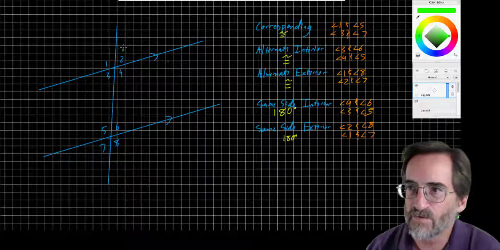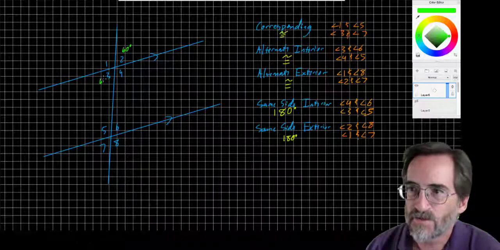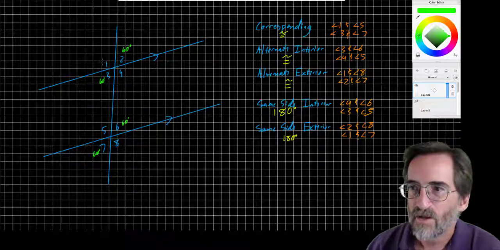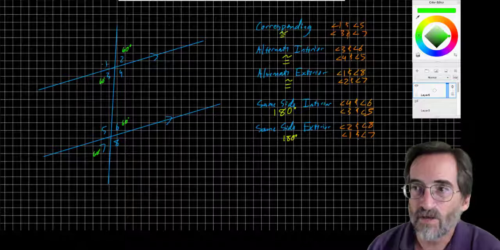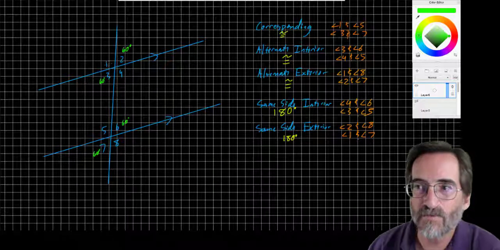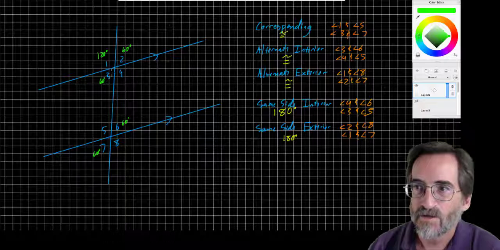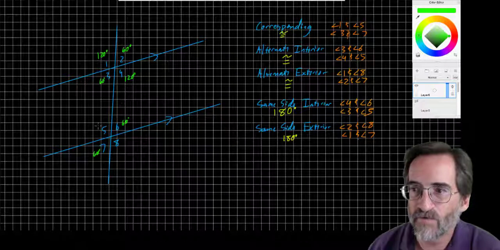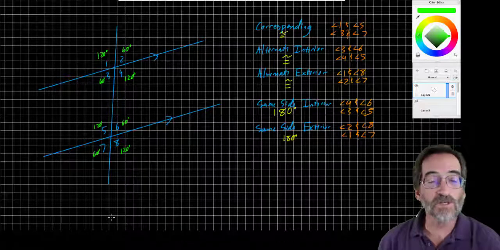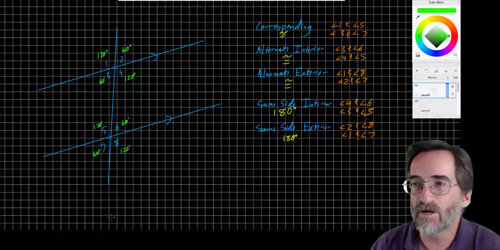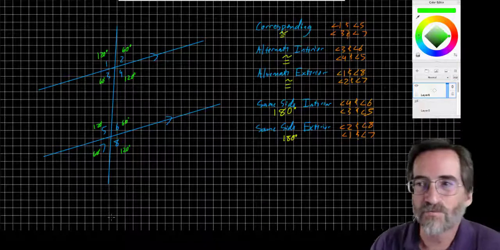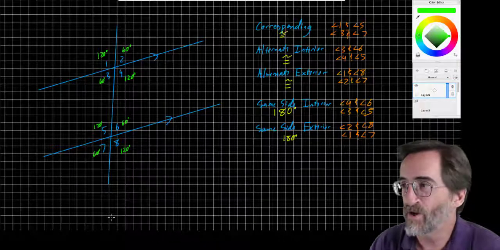So if angle 2 is 60 degrees, then 3 is 60 degrees, then 6 is 60 degrees, and 7 is 60 degrees. Moreover, we also know angle 1 because angles 2 and 1 form a linear pair. Linear pairs are supplementary, they add to 180. 180 minus 60 is 120. So 1 is 120, 4 is 120, 5 is 120, and 8 is 120. So just knowing one angle, if the lines are parallel, is sufficient to find all 8 of the angles.